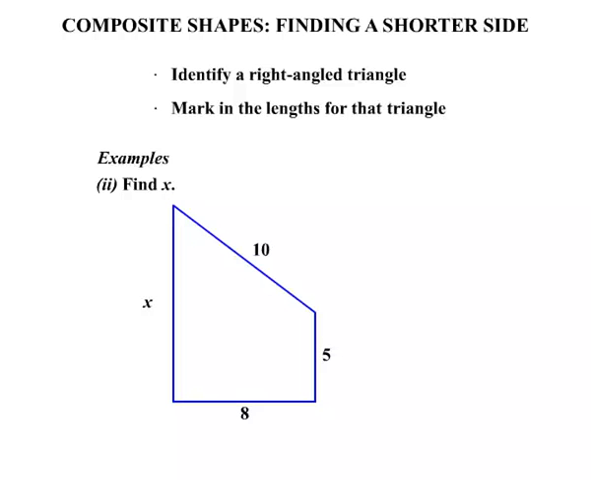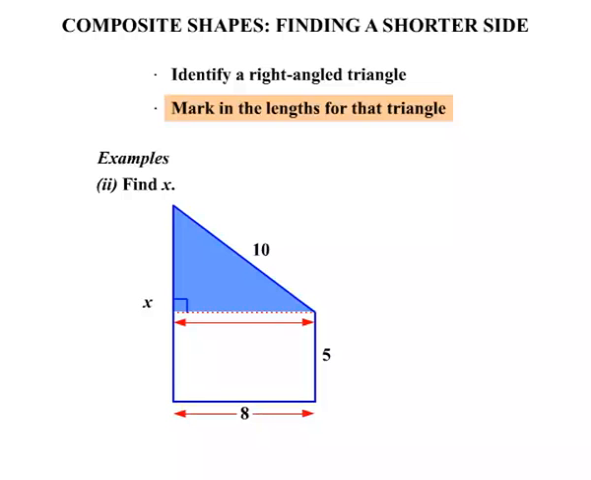Our next example here, we're asked to find x again. So let's identify where the right-angled triangle is. Again, if we draw a line there, there's our right angle, and there's our right-angled triangle. Now let's mark in the lengths for this triangle. That distance there is 8. Now this distance here is a little bit harder to work out. What we're going to do is let it be m, and let's find that firstly.